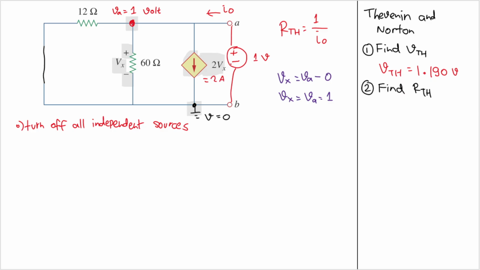Now let's assume the direction of the current here. So we will have this one and this one here. So we can calculate IO by using KCL. Let's do KCL at node VA. KCL says that the sum of the current that goes in will equal the sum of the current that goes out, right?